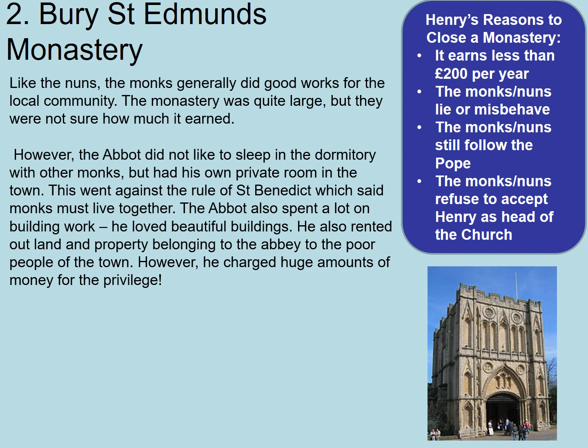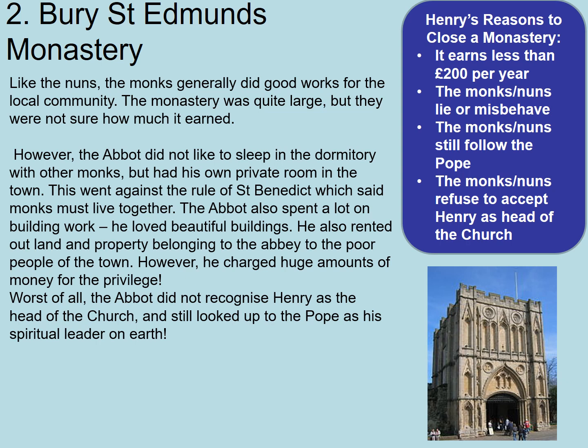The abbot also spent a lot on building work. He loved beautiful buildings. He also rented out land and property belonging to the abbey and to the poor people of the town. However, he charged huge amounts of money for the privilege. Worst of all, the abbot did not recognise Henry as the head of the church, and still looked up to the Pope as his spiritual leader on earth.